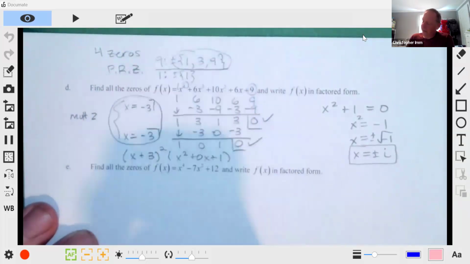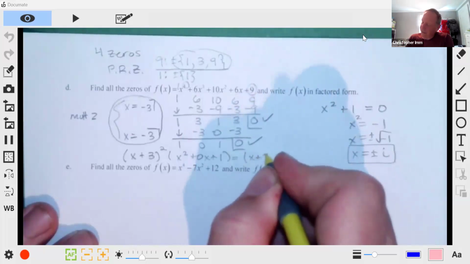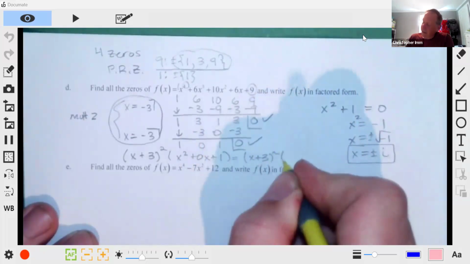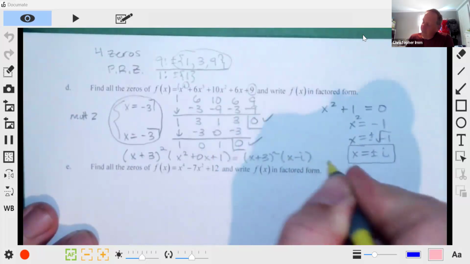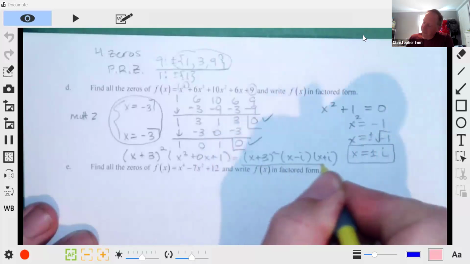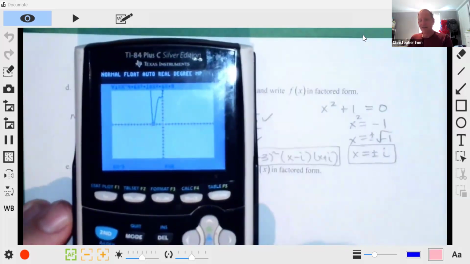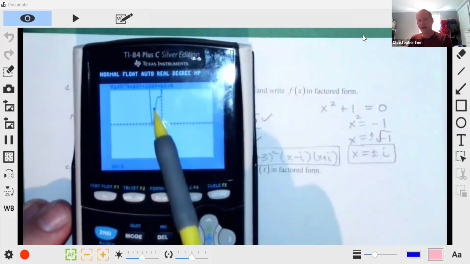Counted twice. So if I'm factoring this out altogether, I get (x + 3) squared times (x - i) times (x + i). That would be the factored form of that polynomial. I just want to show you something once again. You sort of notice this little twist up here.